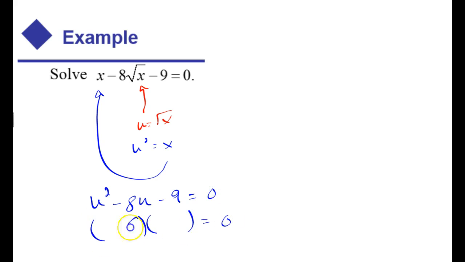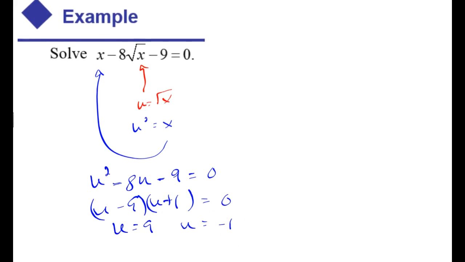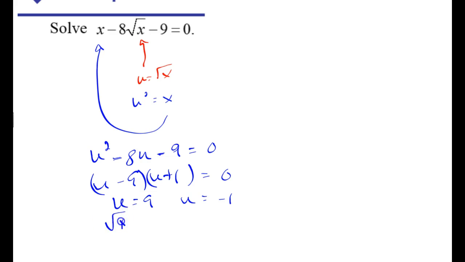Factors of 9 that differ by 8 are 9 and 1. Signs are different. The larger term is negative. So I'll get u equals 9 and u equals negative 1. Plugging back in for the definition of u, the square root of x is equal to 9. So squaring both sides means x equals 81.